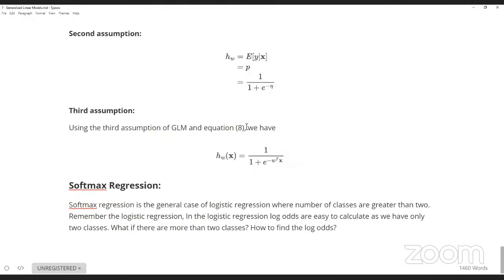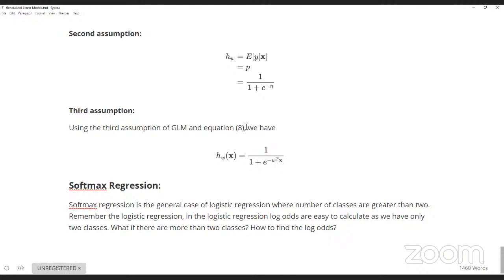Any questions up to here? Yes, is the idea clear, what we are doing here? We are generalizing whatever we have done till now. We have the linear regression model, we have the logistic regression model. Now we are generalizing these things. That's it. So any questions till here?